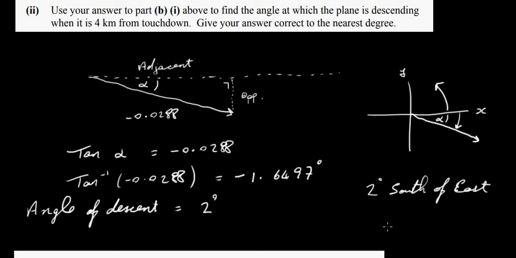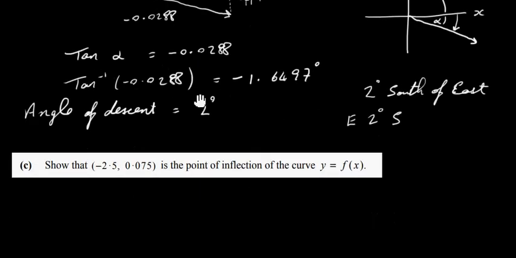Or you could say it's going east 2 degrees south. So there are a number of different ways of saying it, but this is what they're asking us for in this particular case. The angle of descent is just simply 2 degrees. So that's this angle here. Okay, so let's have a look at the next part.